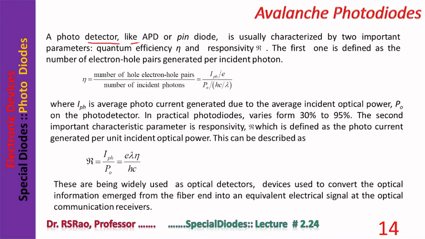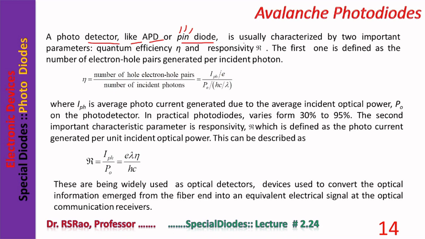Photodetector like APD or PIN diode. PIN diode means P stands for P-type material, I stands for intrinsic, N stands for N-type. A diode can be made with this kind of structure also. P one side, N one side, in between intrinsic material. That type of diodes are also available.